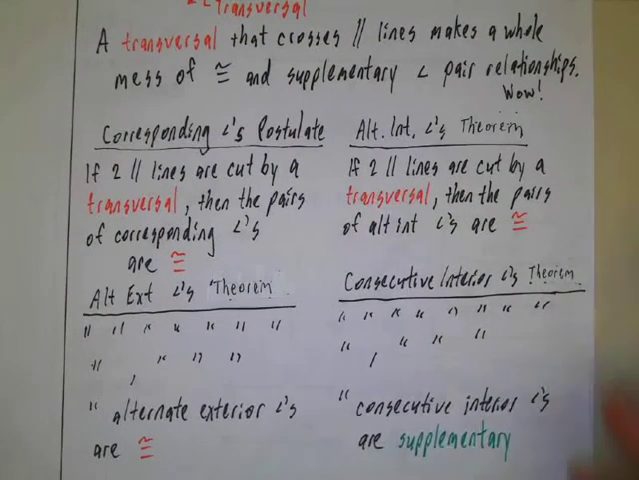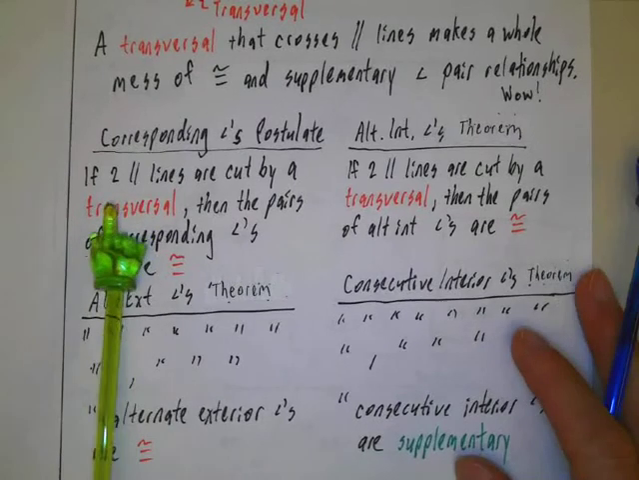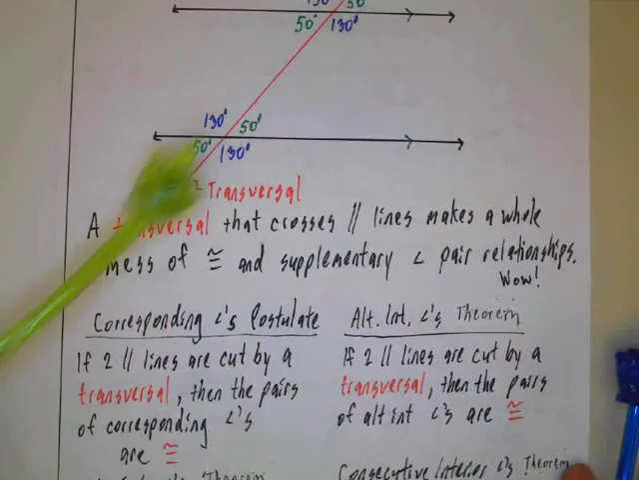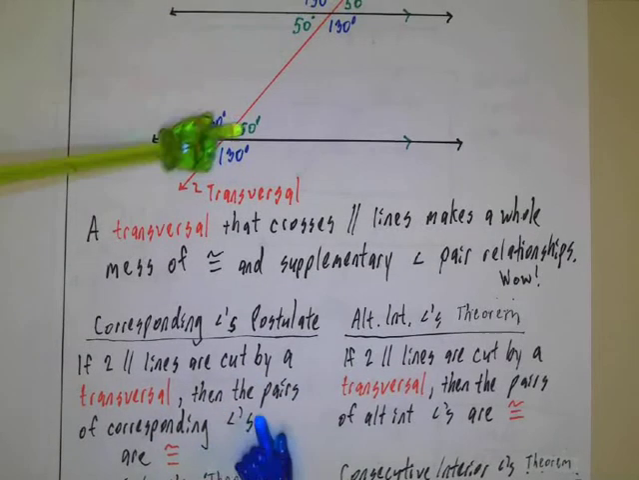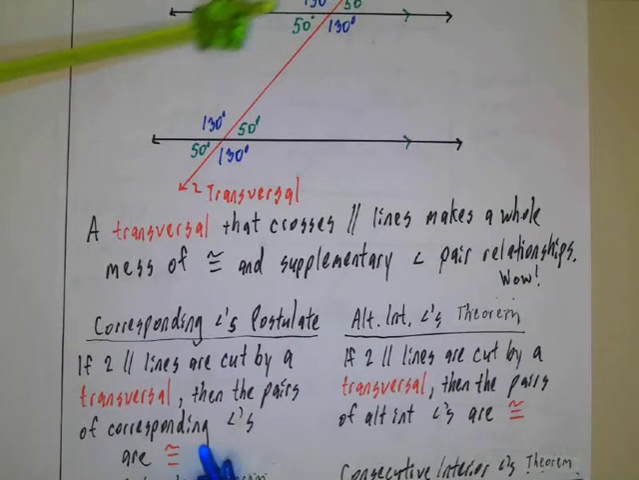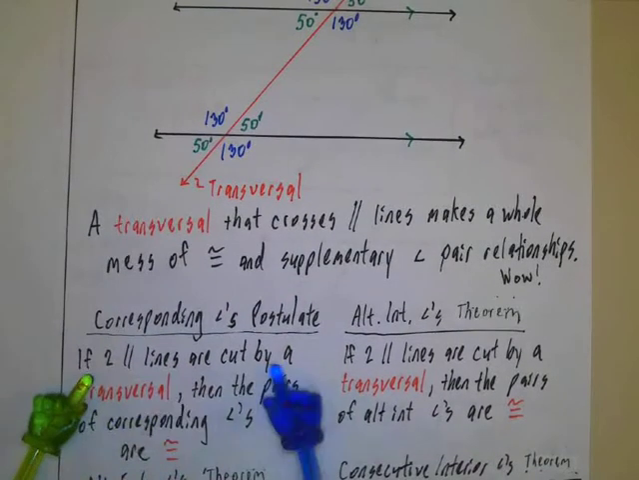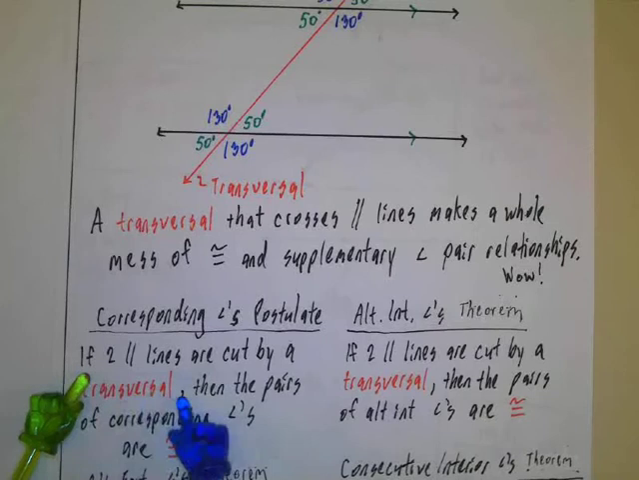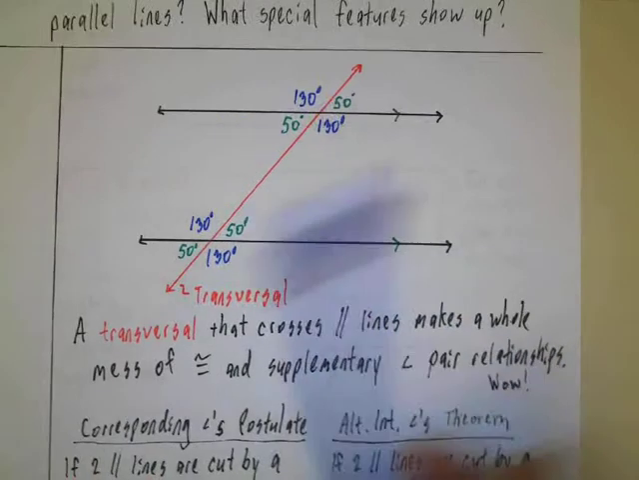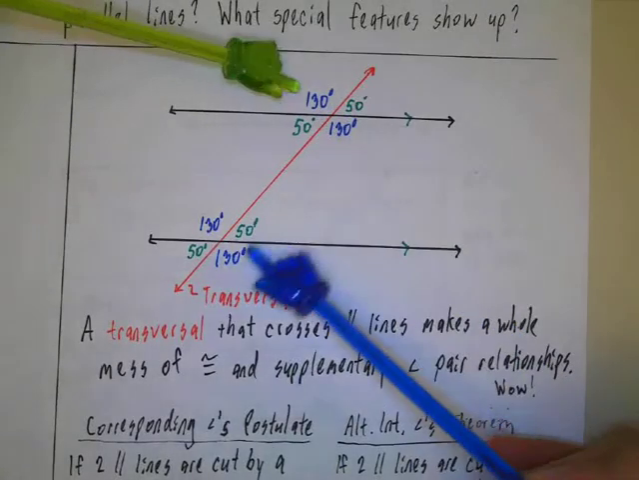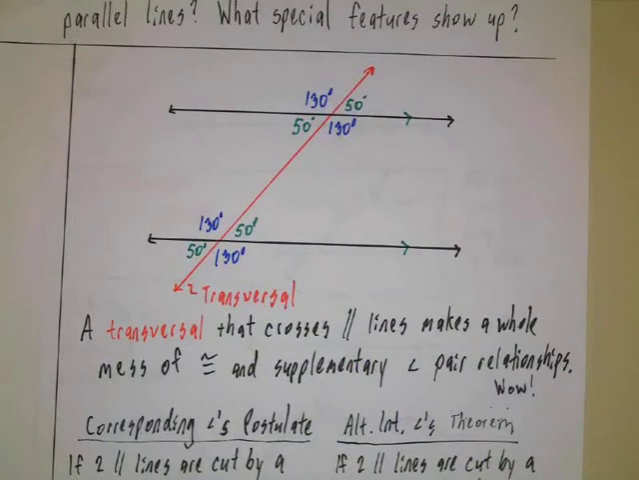Looks more complicated than it really is, and it says, you know what, if you have two parallel lines cut by a transversal, then the pairs of corresponding angles are congruent automatically. So if this hypothesis is true, if two parallel lines are cut by a transversal, as in this picture, you are automatically guaranteed you can assume that the corresponding angles are congruent.